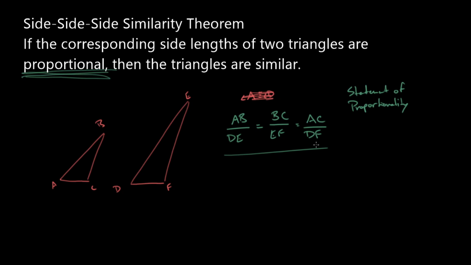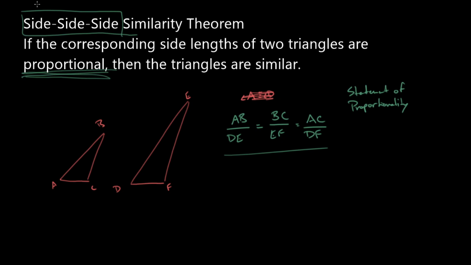So this is the other side of things. We had the angle-angle postulate that said that if two pairs of corresponding angles are congruent to each other, then the triangles are similar. And now we're saying that if all three pairs of corresponding sides, that's why it's side, side, side, are proportional to each other, then the triangles will be similar.